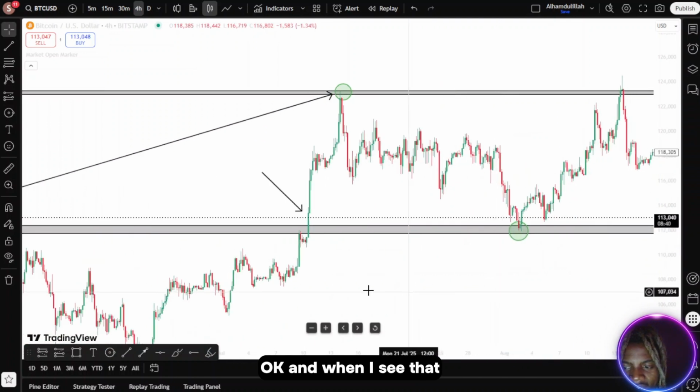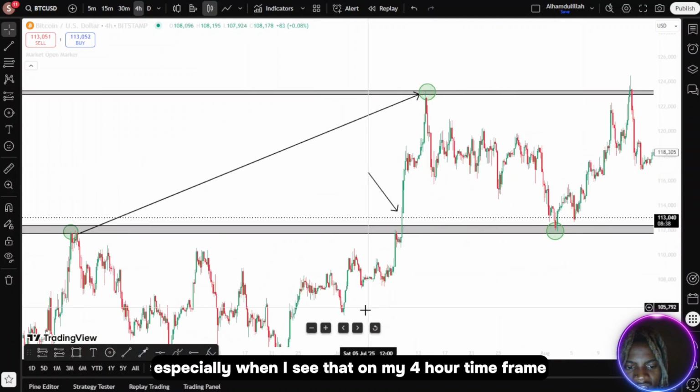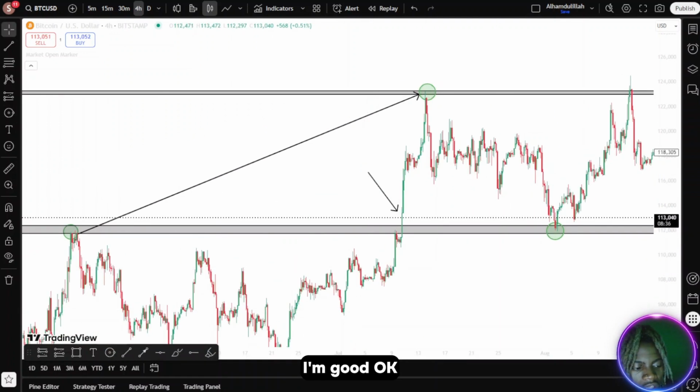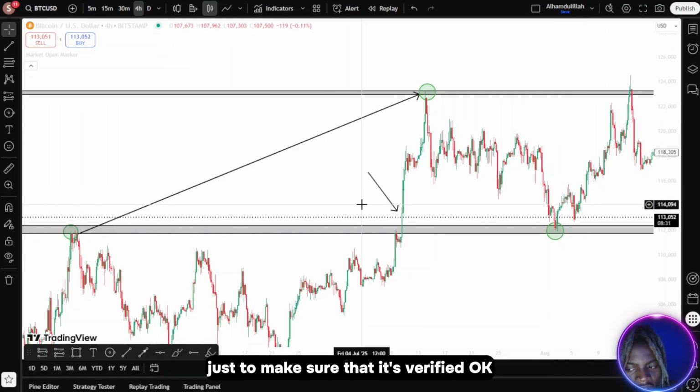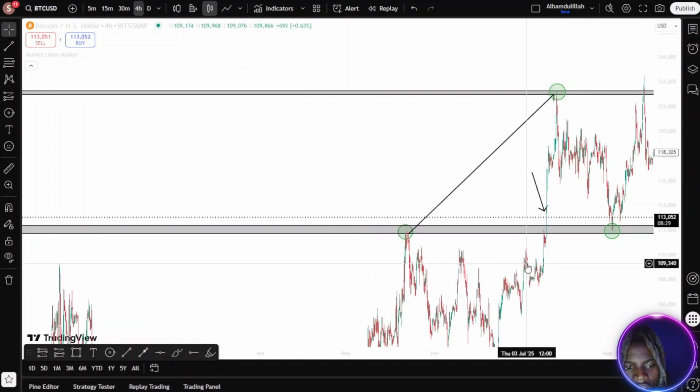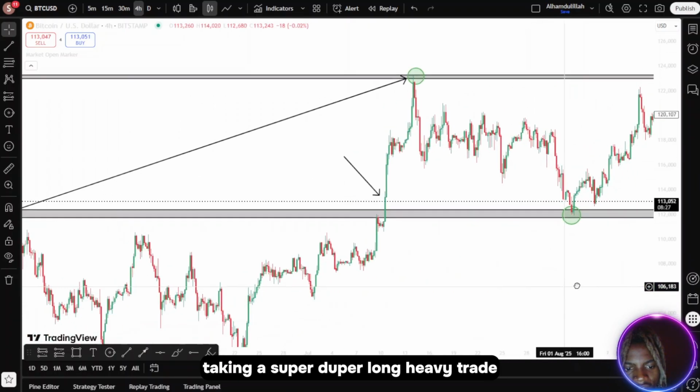When I see that, I'm good, especially when I see that on my 4-hour time frame. You want to be seeing it on your 4-hour time frame a lot of the time, just to make sure that it's verified, especially if you're taking a super heavy long trade.